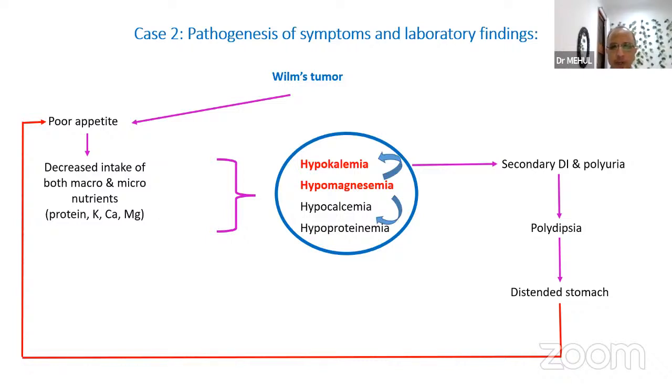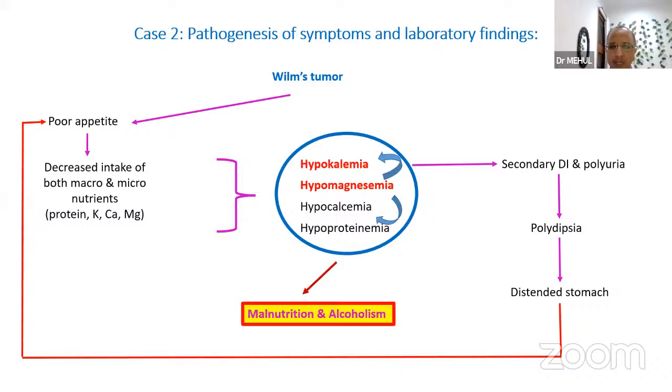The hypomagnesemia potentiated the hypokalemia, and the hypokalemia then caused the secondary diabetes insipidus, as Susan had mentioned, that hypokalemia will interfere with the cyclic AMP and the movement of aquaporin channels onto the luminal membrane of the collecting tubular cells. The secondary diabetes insipidus and polyuria made her thirsty, and that's how she had polydipsia. Because of polydipsia, her stomach used to be filled with water that again further decreased her appetite and perpetuated the cycle.